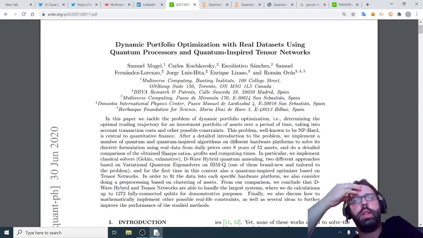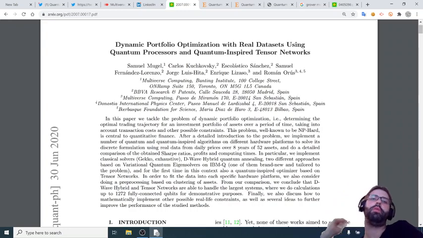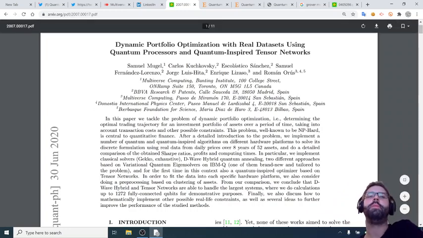In order to feed the data into each specific hardware platform, we also consider doing a pre-processing based on clustering of assets. From our comparison, we conclude that D-Wave hybrid and tensor networks are able to handle the largest systems, where we do calculations up to 1,272 fully connected qubits for demonstrative purposes. Finally, we also discuss how to mathematically implement other possible real-life constraints, as well as several ideas to further improve the performance of the studied methods.